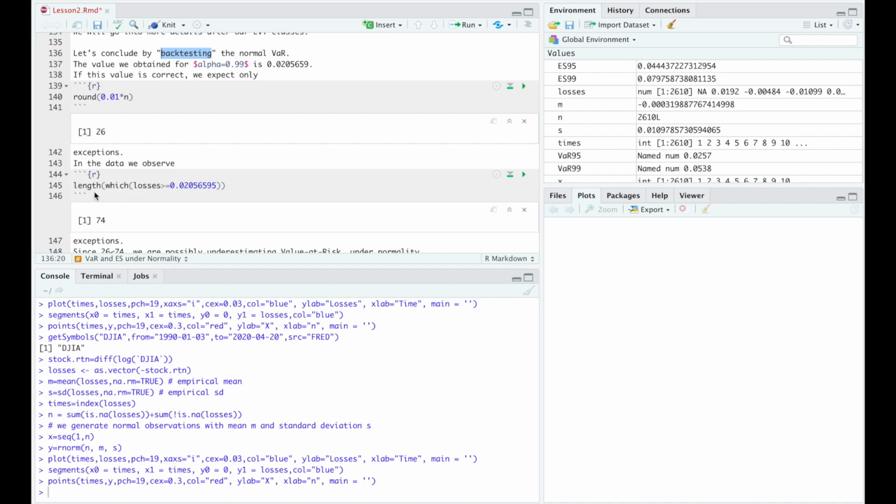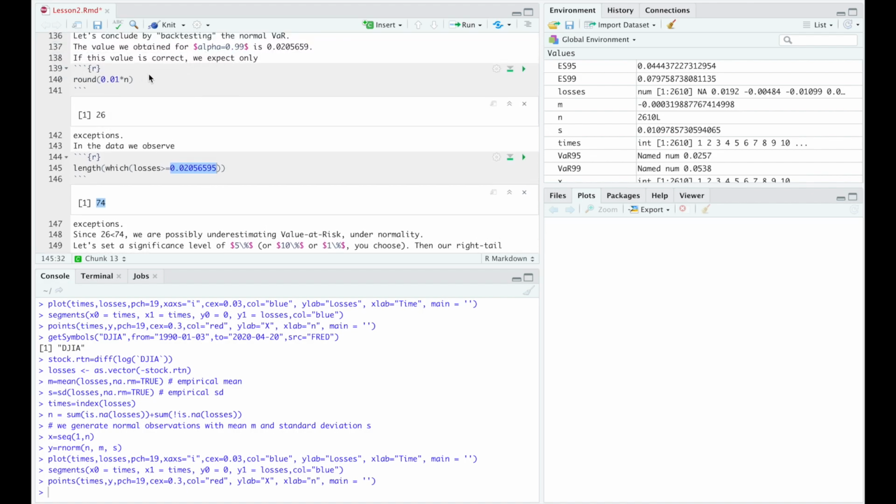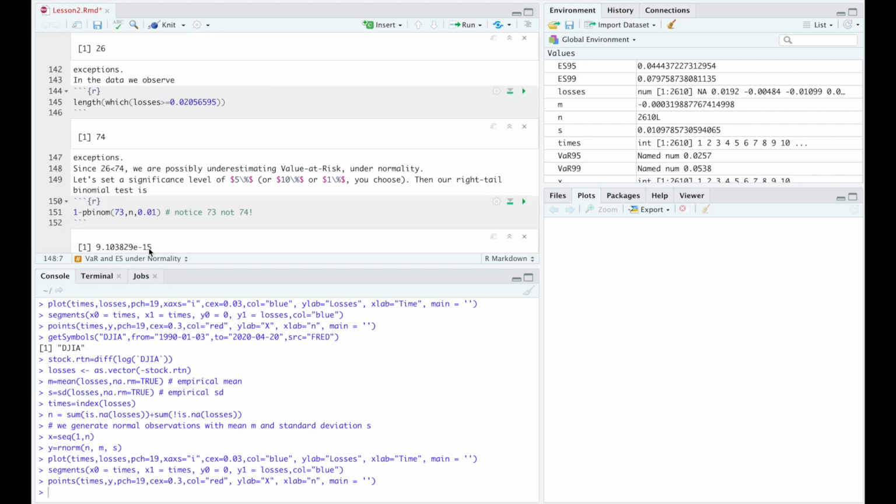So if we assume that our data actually follow a normally distributed random variable with mean m and standard deviation s, then the VaR under normality is the quantity that we have already computed before, and then we look at how many exceptions the real data offer with respect to the threshold of the normal VaR. And we find that there are 74 exceptions. Now we have that, under the assumption that our normal VaR is correct, we expect 26 exceptions and we observe 74. Now 26 is smaller than 74, so we are possibly underestimating our VaR under normality.